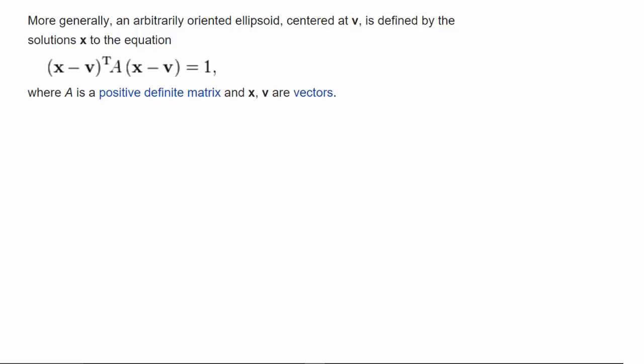So I took this little snippet of text here from the Wikipedia page on ellipses. They say, more generally, for an arbitrary oriented ellipse centered at v, it is defined by the solutions (x − v)ᵀ A (x − v) = 1.